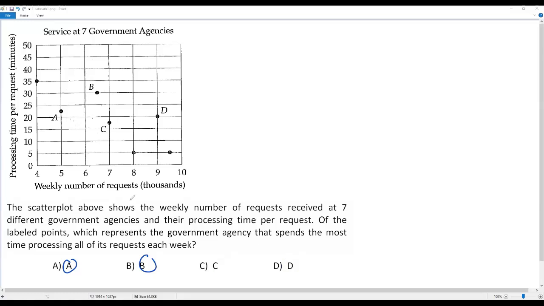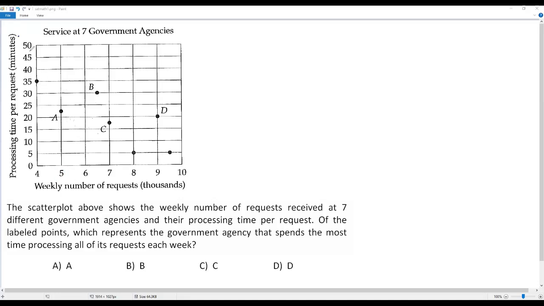D. Okay, here when I look at the scatter plot, on the horizontal axis we have number of requests received each week. That is weekly number of requests. That is also given in thousands. For example, if I consider the number 4 on the horizontal axis, it gives 4,000 requests received each week. So this 5 says 5,000 requests received each week.